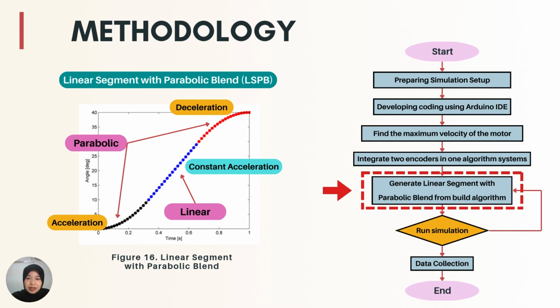Next is generating a linear segment with parabolic blend from the build algorithm. Basically, we have a linear segment and also a parabolic segment. The linear segment is the constant velocity, and the parabolic segment is the acceleration and also the deceleration.